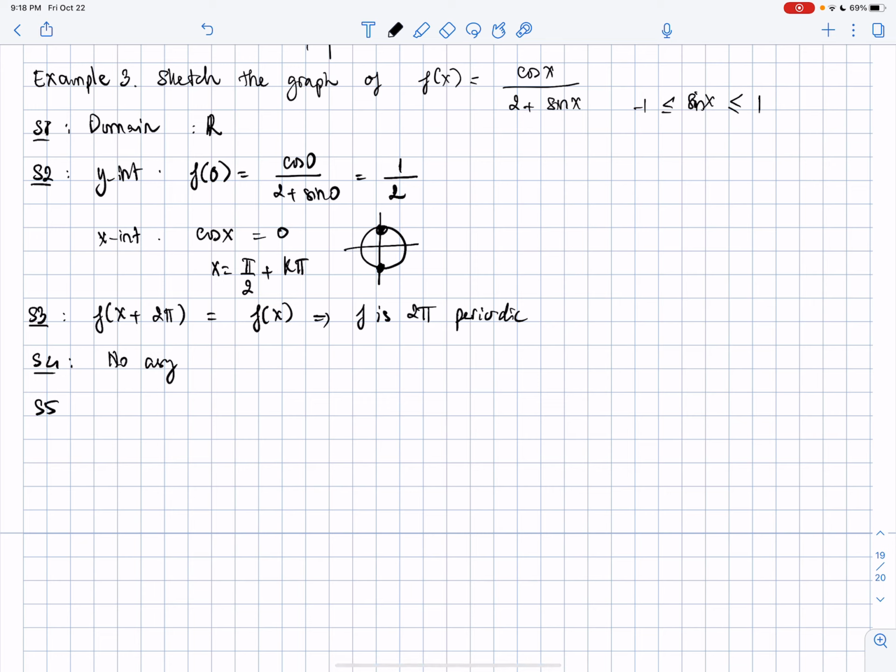Step number 5, we will find the derivative of the function f of x. We're going to use the quotient rule with the chain rule. So that would be 2 plus sine of x times the derivative of cosine, which is negative sine of x, minus cosine of x times the derivative of 2 plus sine of x, which is cosine of x, all divided by 2 plus sine of x squared.